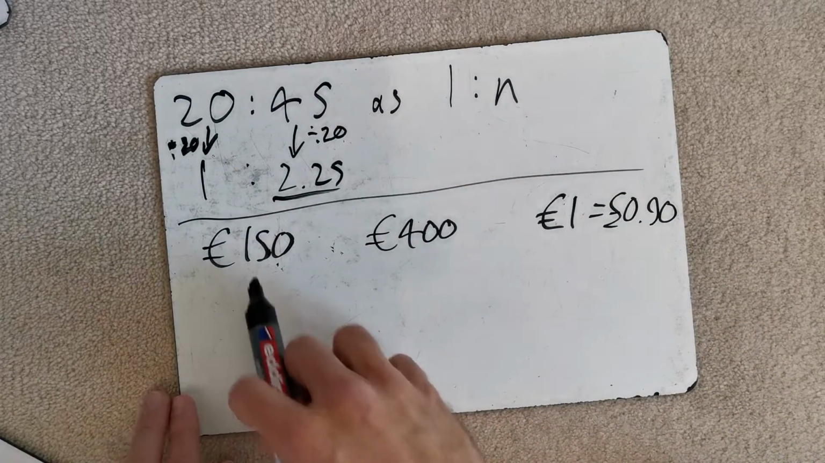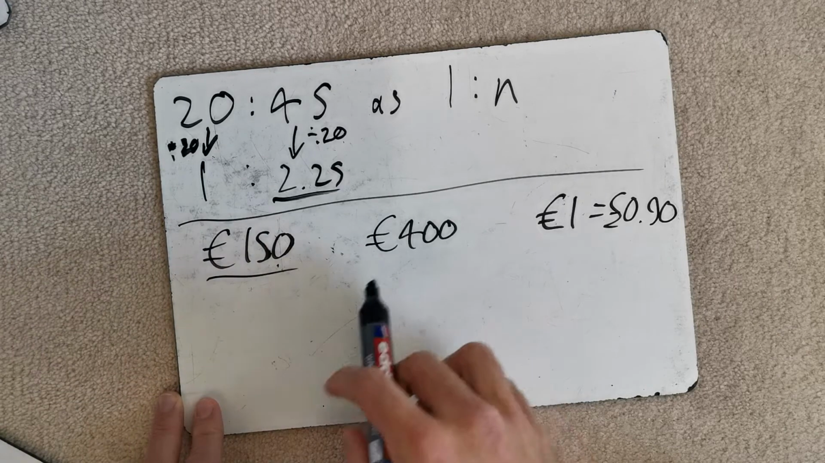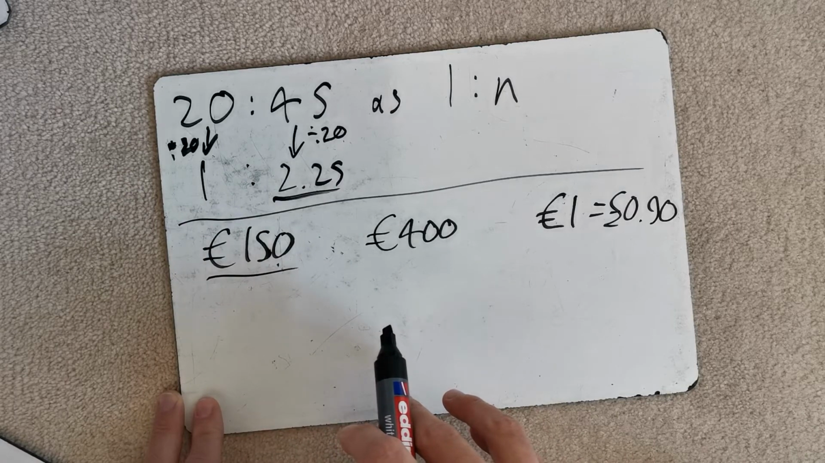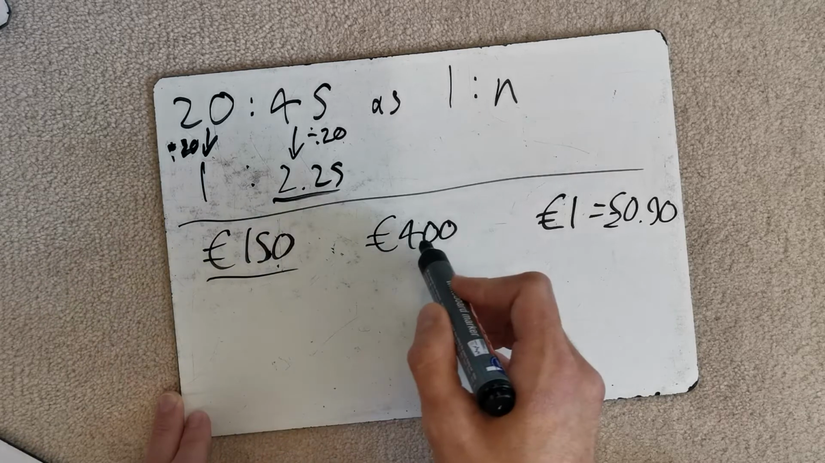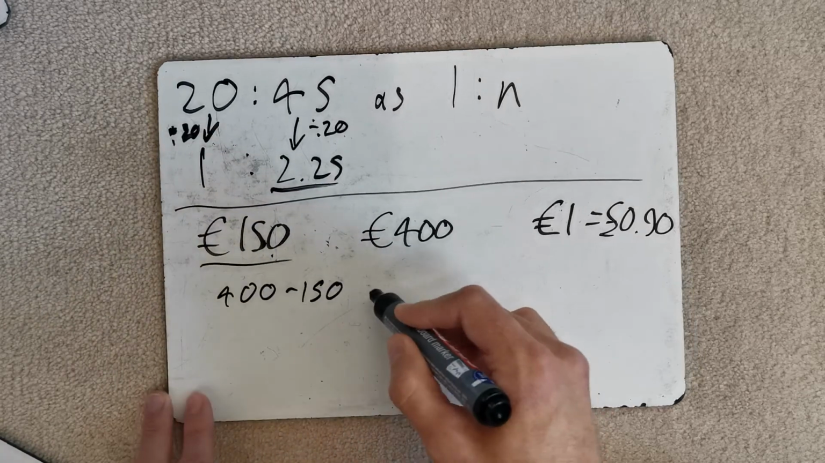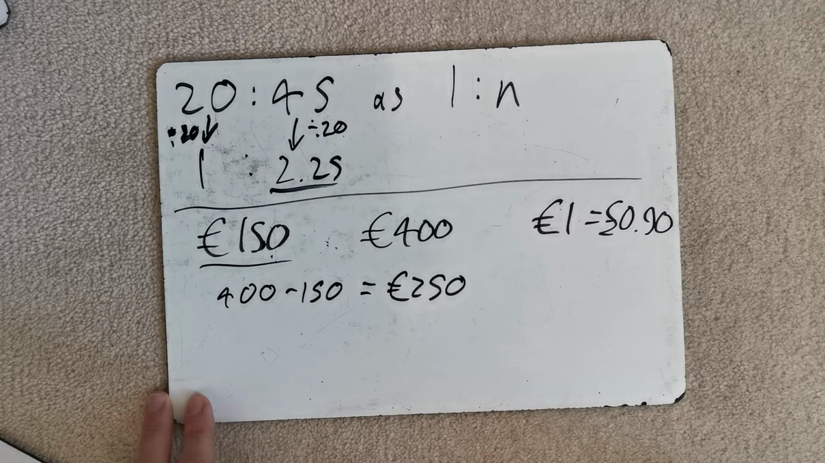Okay, so he's got that already. He doesn't need to change that into anything. So we need to see how much he needs to change into euros from pounds. So let's take away that 150 first. So 400, take away the 150, would give you 250 euros that we actually want.